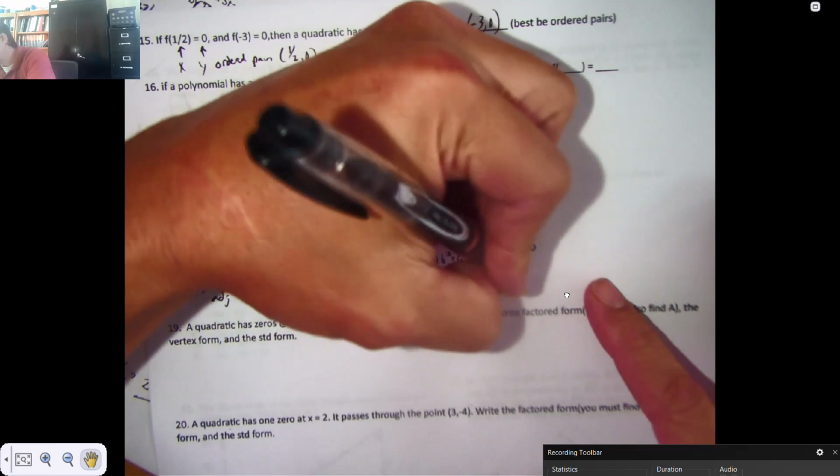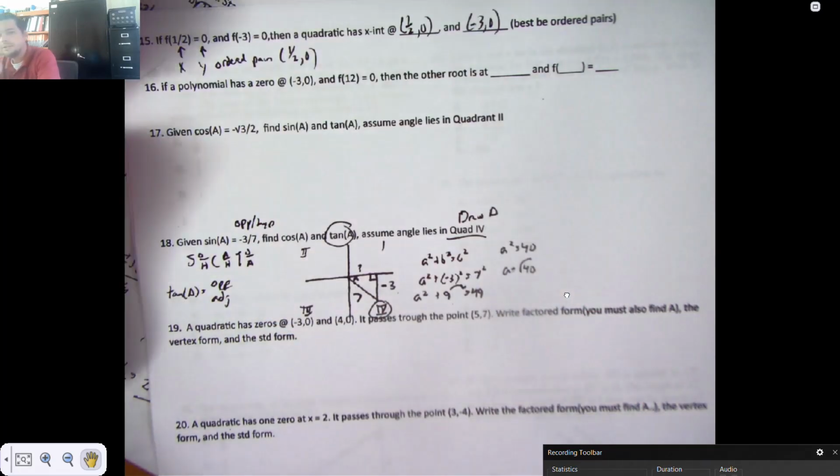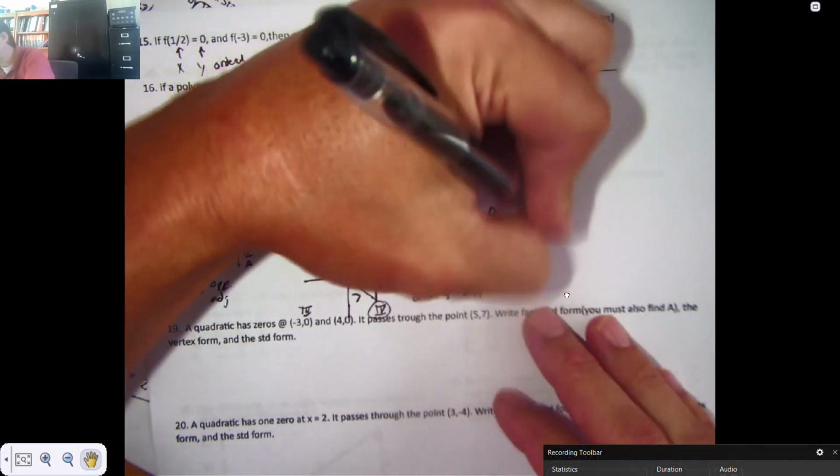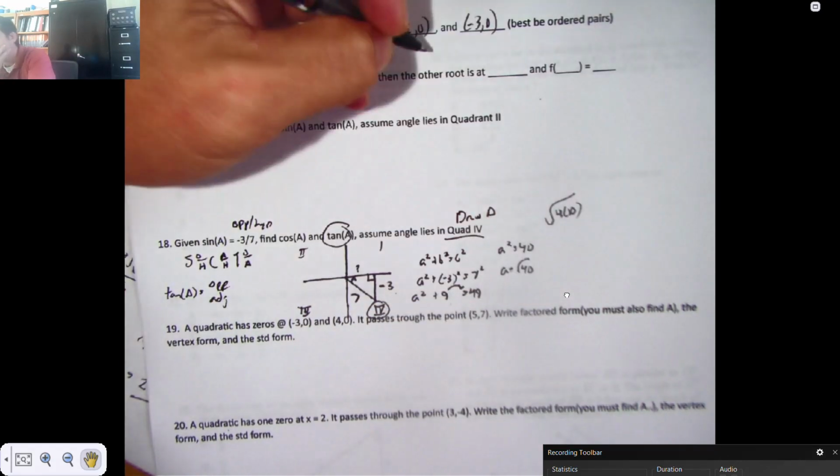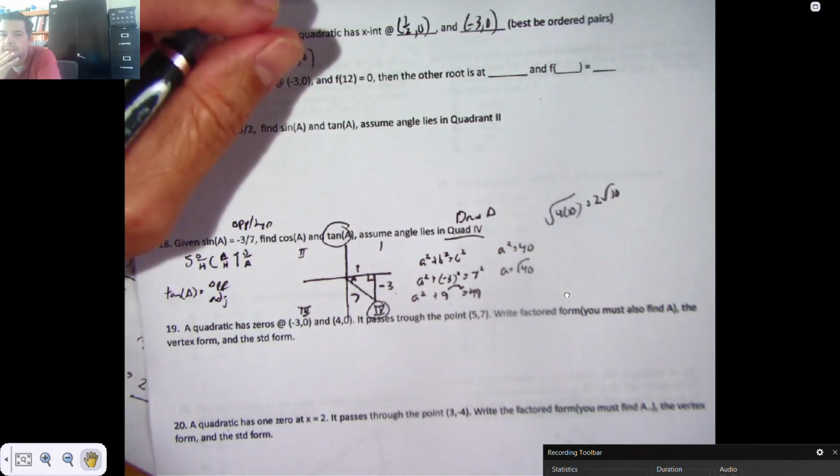I do not want your decimals, and nobody does. A is the root of 40. Here's something that kids are horrible at. 40 is 4 times 10, which is 2 root 10. Every time I do this with kids, they're like, I've never seen that in my life.